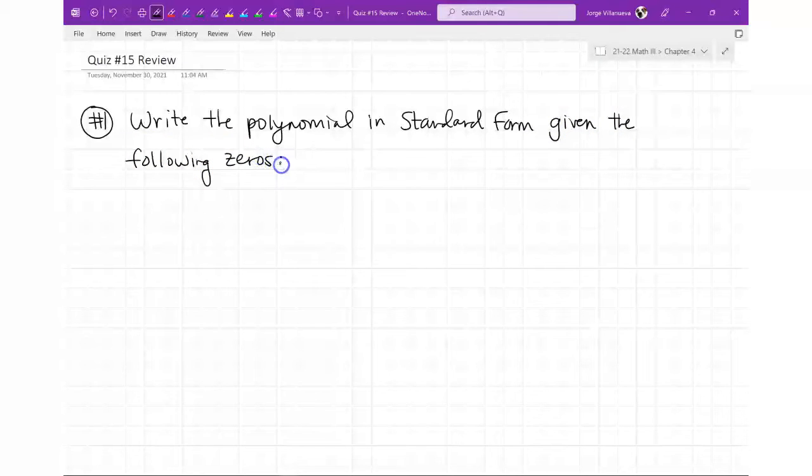Now remember, zeros means answers, right? The following solutions, the following roots, right? There's many different ways that we can say the word zeros. Now, if you recall, the reason why they call them zeros is because they're touching the x-axis, which means that the y value is 0, right? If you write it as a point, it's something comma 0, right? So they call them zeros. So write the polynomial in standard form given the following zeros.